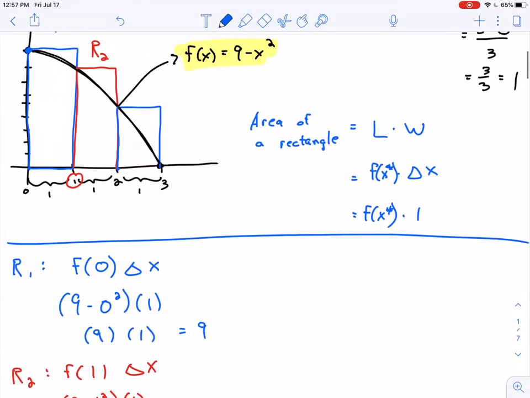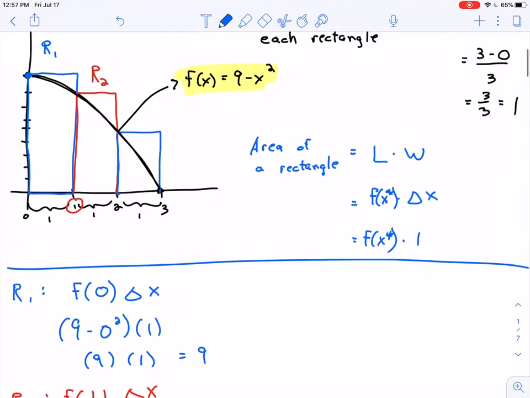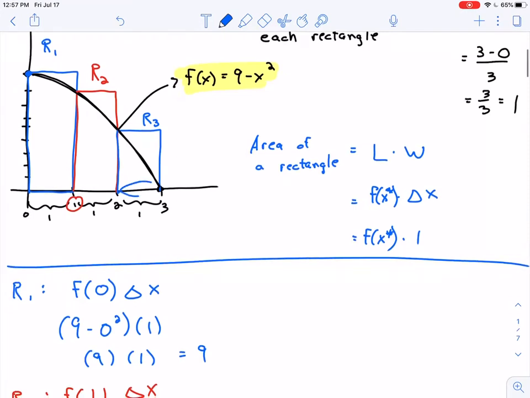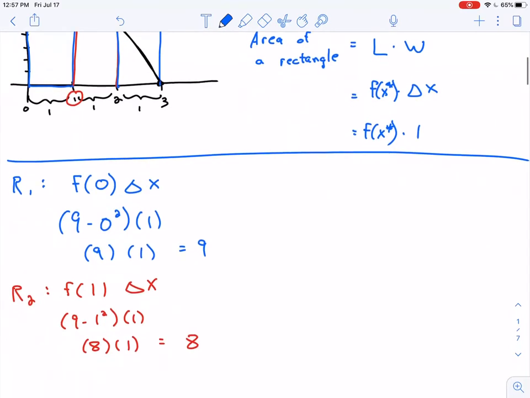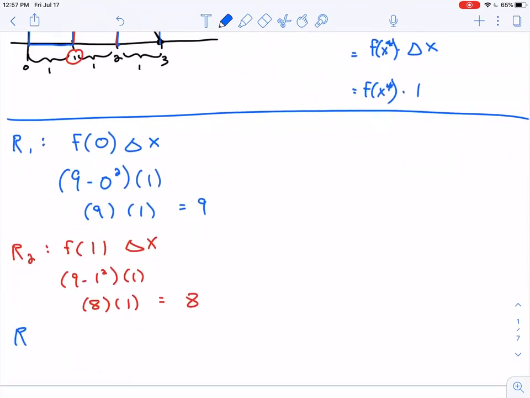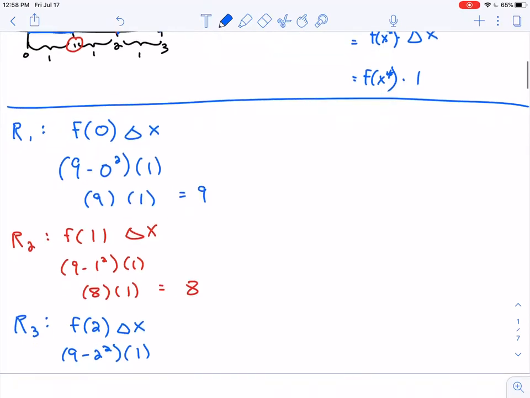Lastly, I'm going to find the area of that last rectangle. How about I call this rectangle 3? There we were on this smaller subinterval between 2 and 3. We used 2 as the height of our rectangle. So for rectangle 3, I'm going to take 2 and plug that into my function. Multiply that by delta x. So this is 9 minus 2 squared times my delta x, which is 1. 9 minus 2 squared, that would be 5, times 1 gives me 5.